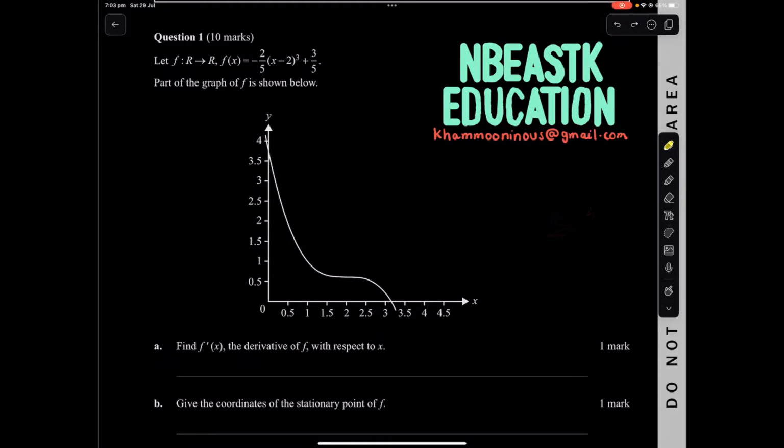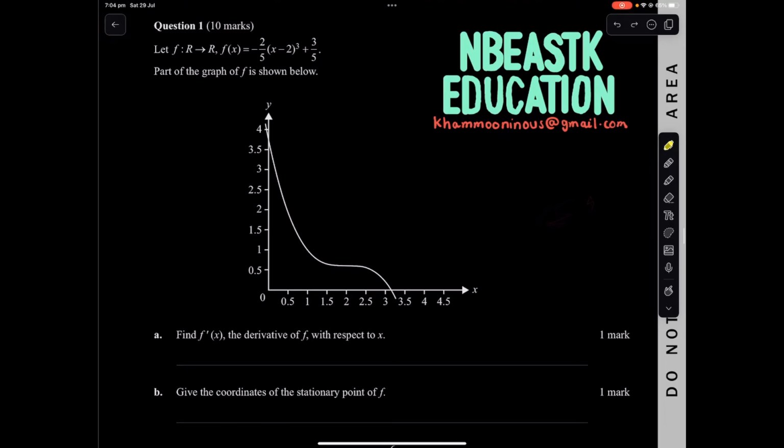So in today's video, I'm actually going to go through the VCE Northern Hemisphere 2022 Maths Methods Exam 2, Extended Response Questions. Okay, let's go. So let f be this function, a part of the graph is shown. Find f dash of x, the derivative of f. Okay, 1 mark, so I'm just going to write f dash of x is equal to.